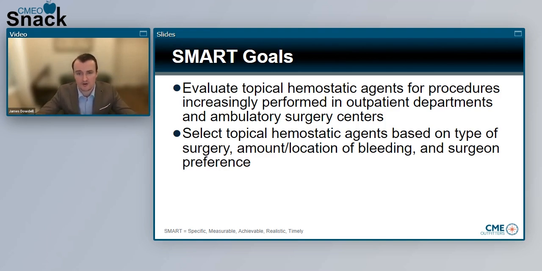Now, here are 2 SMART goals associated with today's program. SMART goals are take-home actions that stand for specific, measurable, achievable, realistic, and timely. Ultimately, I want to go into both of these. Evaluate topical hemostatic agents for procedures increasingly performed in outpatient departments and ambulatory surgery centers, and selecting topical hemostatic agents based on the type of surgery, amount, location of bleeding, and surgeon preference. I think those are all important things.